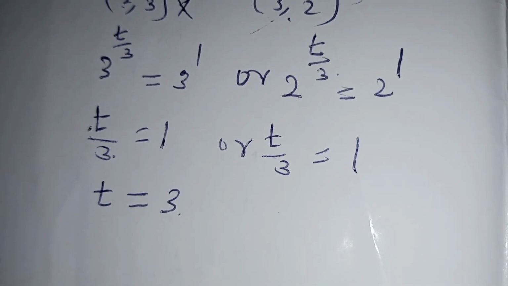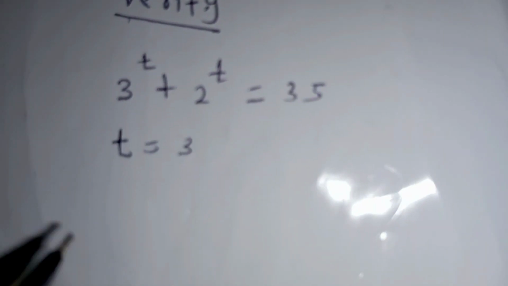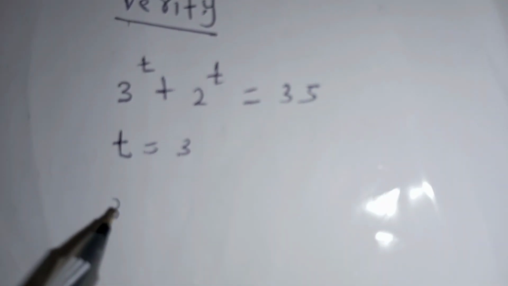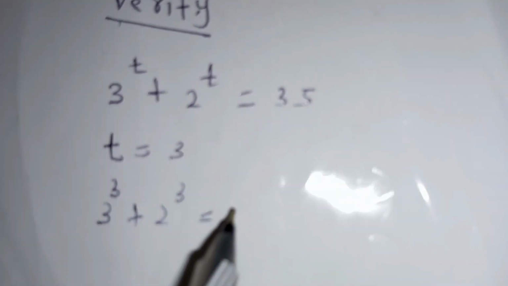We go back to our equation and verify. The equation we were given to solve is 3 to the power of t plus 2 to the power of t is equal to 35, and we obtain our value of t is equal to 3. So we check whether the left hand side is equal to right hand side when we substitute the value of t as 3. So 3 power 3 plus 2 power 3 is equal to 35.